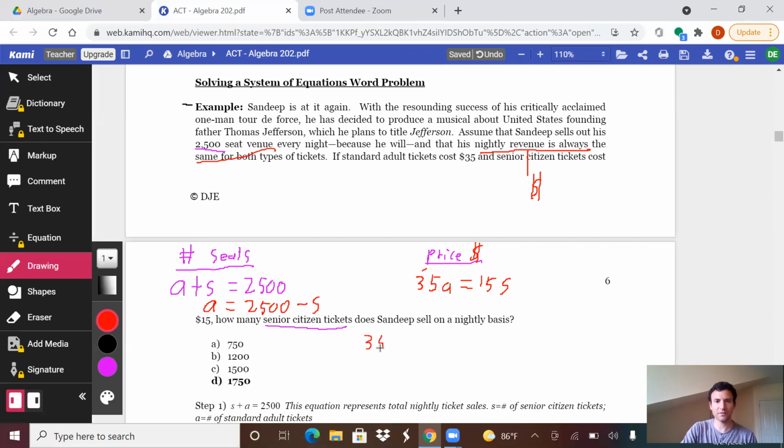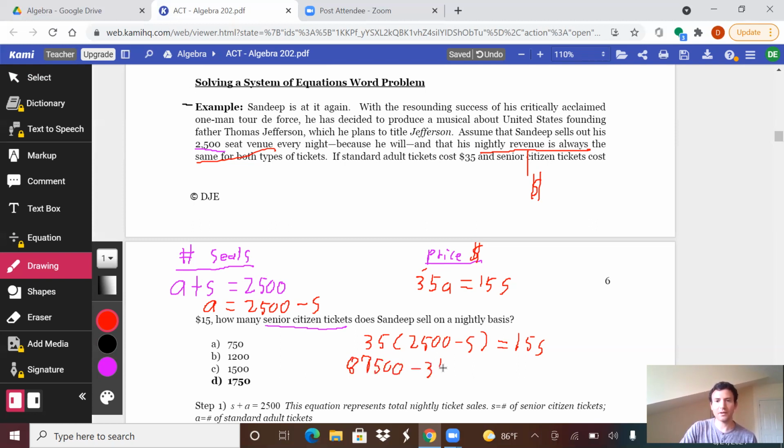So 35 times (2,500 minus S) equals 15S. I'm going to use my calculator. 35 times 2,500, and that's going to be 87,500. If you did that in your head, kudos. I am on video, so I didn't want to mess that up.